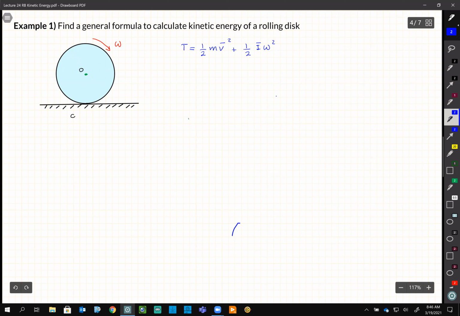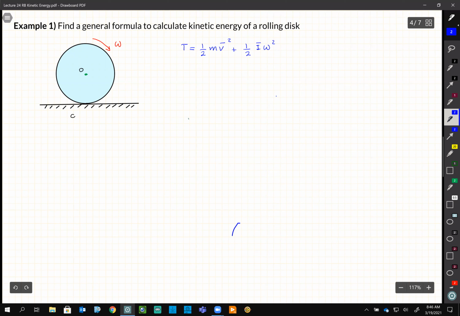And you know what I bar is for a disk, right? So, any answer? No? Let me then quickly solve it and then you can compare it. 1/2 m R omega squared plus half of I bar omega squared.